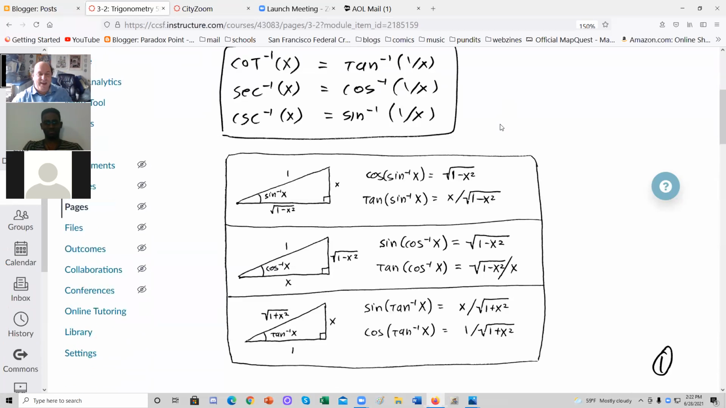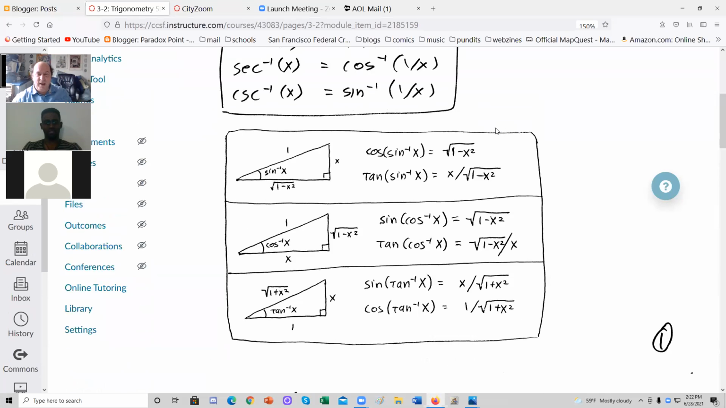Well, we're going to be talking also about trig of arc trig. For example, cosine and tangent of arc sine, or sine and tangent of arc cosine, or sine and cosine of arc tangent.